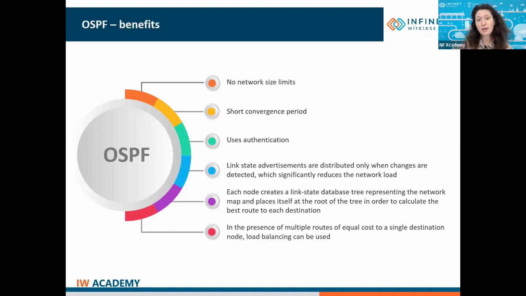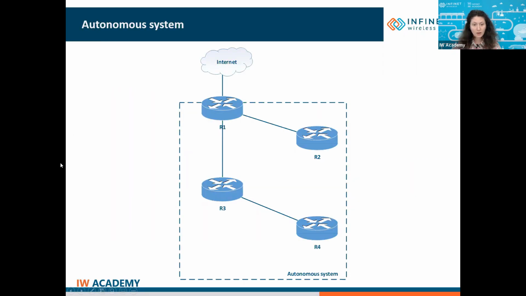OSPF uses authentication, so you can strengthen your security. Next, the link state updates are sent only when changes are detected in order to significantly reduce the load of the network. A specific feature is that each node builds a network map describing the full topology, and then each router calculates the best path to reach every destination. Another benefit is that load balancing can be used in the presence of multiple routes of equal cost to a single destination node.